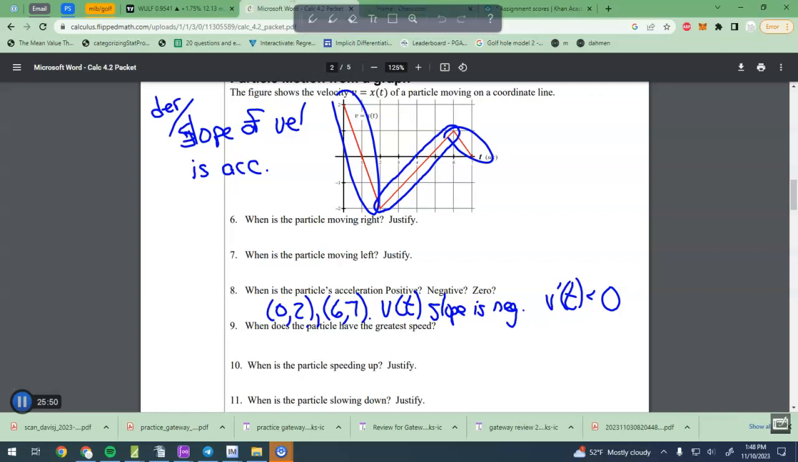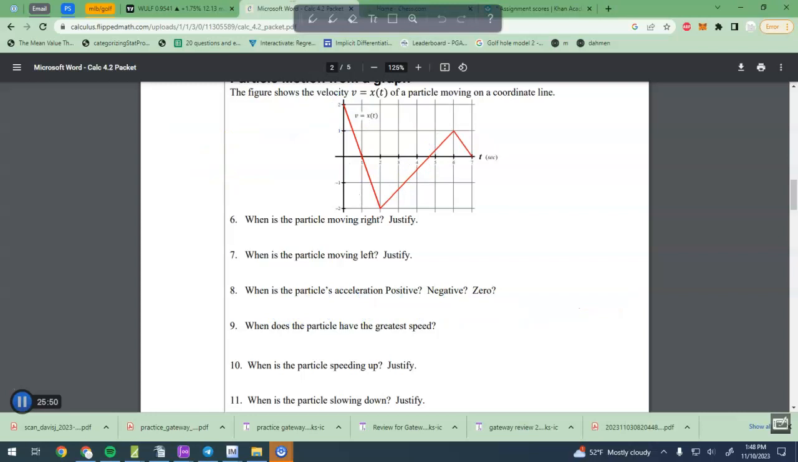Is there any spot where the acceleration is 0? It's got to have a smooth turnaround, right? In fact, could I find the acceleration at x equals 2? I could not, because I can't take the derivative at that spot. Why? Because it's a corner. Which slope would I choose, that one or that one? So you can't do it.